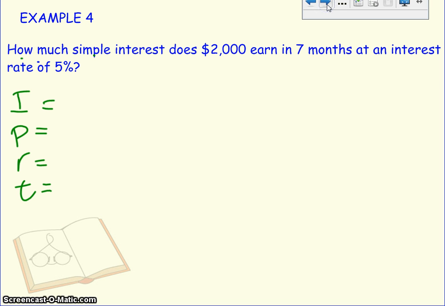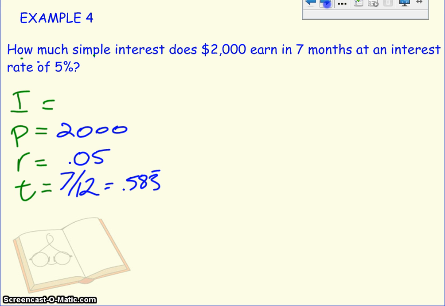The next question, look at that. I've already got I equals PRT up there. It says, how much simple interest does $2,000 earn in 7 months? So that's a little different. We've done it in terms of years. So in order to do this, we're going to do 7 divided by 12 when we plug that in. And that actually is 0.583 repeating as a decimal. And it says at a rate of 5%. So moving the decimal, it's 0.05.